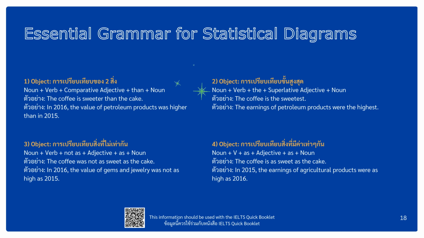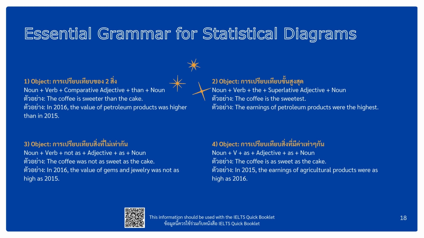In your IELTS Writing Task 1 response, there are several sentence patterns you can use for statistical diagrams, but these structures are not necessary for a process diagram. So let's go through the four main patterns that are commonly used in bar graphs, line graphs, pie charts, and tables. First, comparing two things, you'll need to use the sentence pattern, noun plus verb plus comparative adjective plus than plus a noun again. For example, in 2016, the value of petroleum products was higher than in 2015. This structure compares two things, showing how one is greater or lesser than the other.